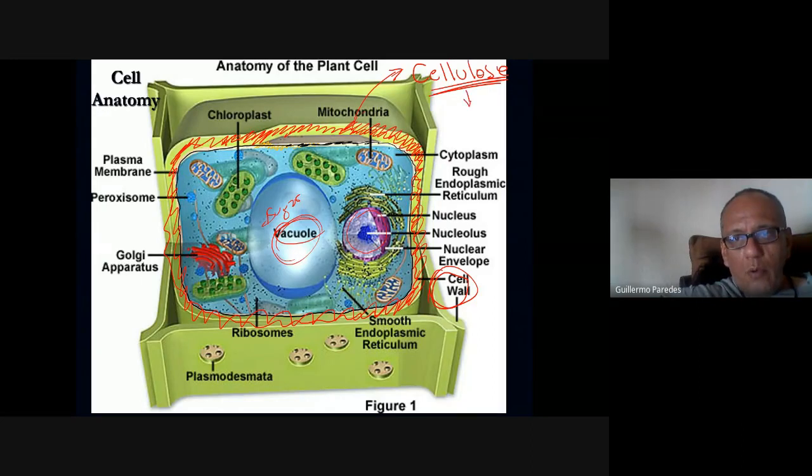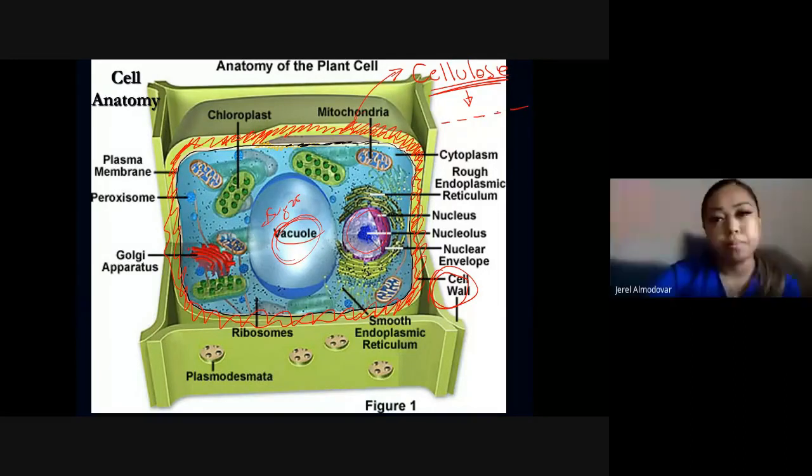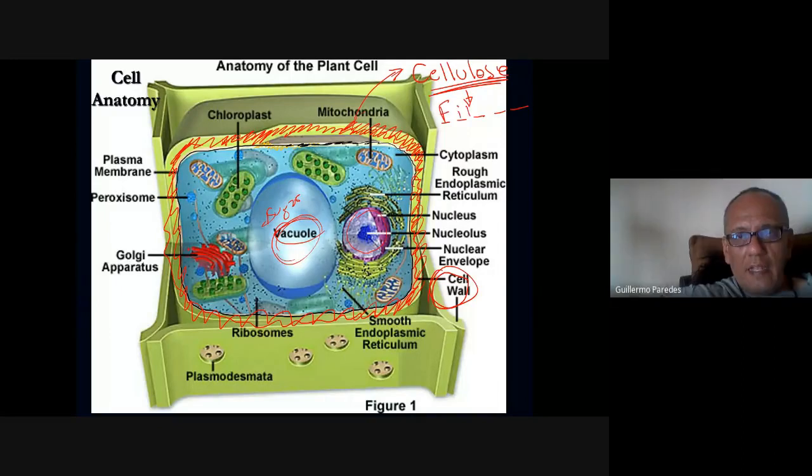What is cellulose? Somebody can tell me. Is it fiber? Polysaccharide. Excellent. Polysaccharide, and it's a fiber. That is the dietary fiber. Fiber is going to be so important. You need to eat about 25 grams of fiber every day, like 1 cup of fruit, to complete your diet of fiber every day.